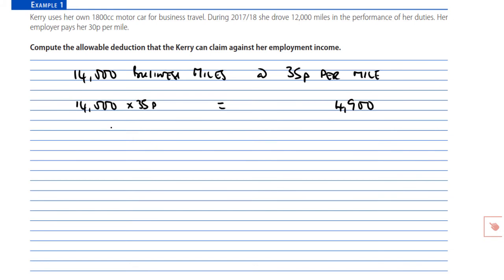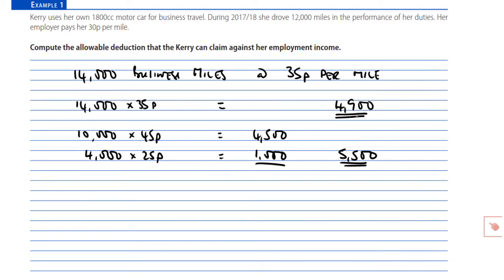We then compare that with the approved rates. So what are they? 10,000 times 45p. Well, that, of course, would equal £4,500. Plus 4,000 more miles at 25p. That's easy enough as well. That is 1,000. Total, therefore, of the approved mileage rates would be 5,500. So that's what we could have been reimbursed. That is what we've actually been reimbursed. So in fact, we have been reimbursed less than the approved mileage allowance rates. So that difference, therefore, of £600 would be an allowable deduction that she could then claim against her employment income.